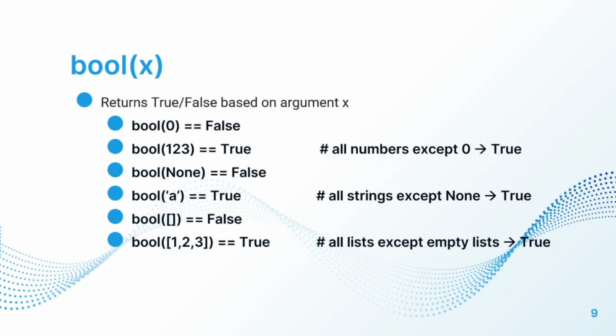The bool function returns true or false based on argument x. For integers, all numbers except 0 will return true. And for strings, all strings except None will return true. Lastly, for lists, all lists except empty lists will return true. If you look closely, you may realize that arguments that lead to false are all default values. Zeros, None, and empty lists are the most fundamental forms of those integers, strings, and lists, respectively.